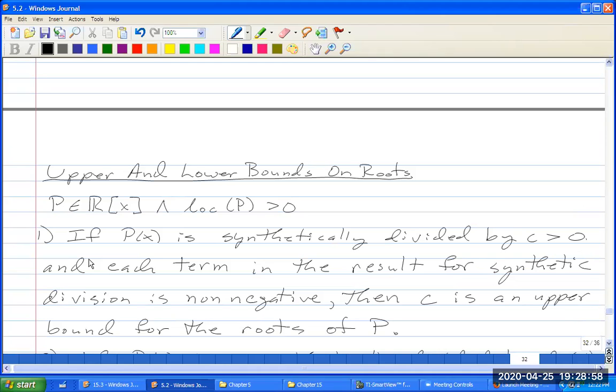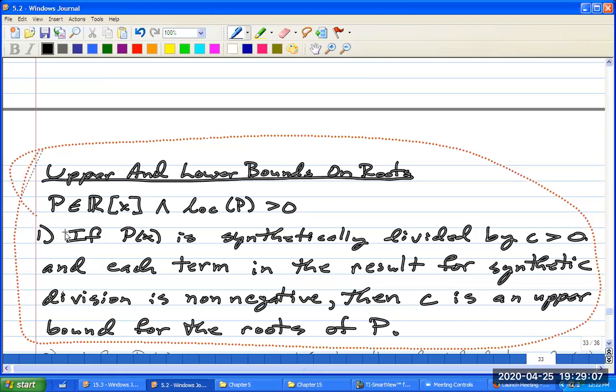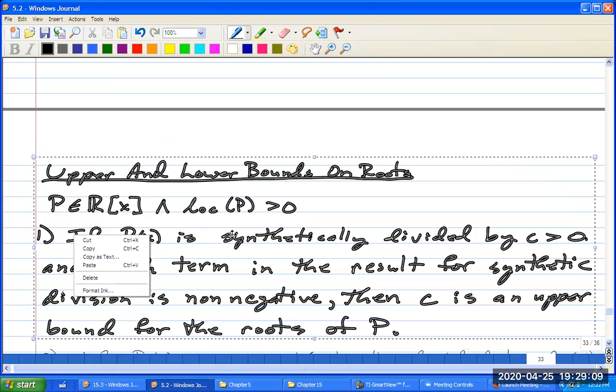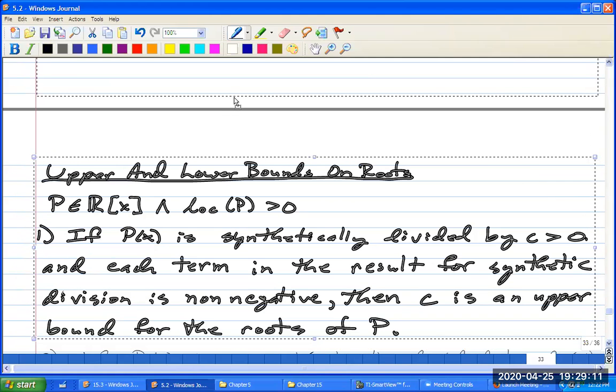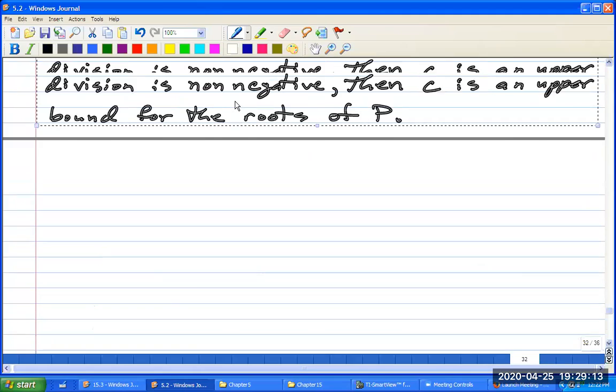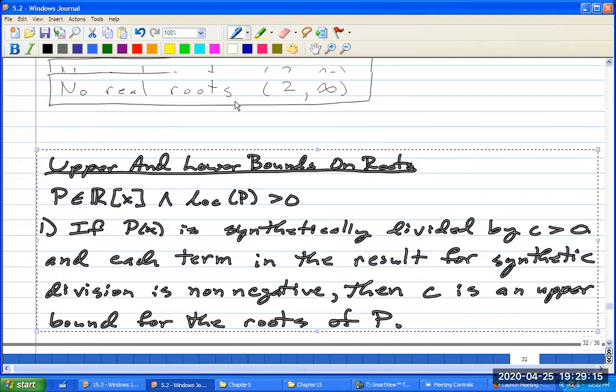So let me give you some bounds using synthetic division. Professor, I have a question. Yes, question. The problem you just worked out right now, will it be on the test? Will it be on the test?